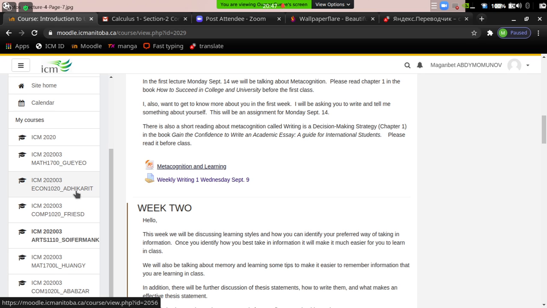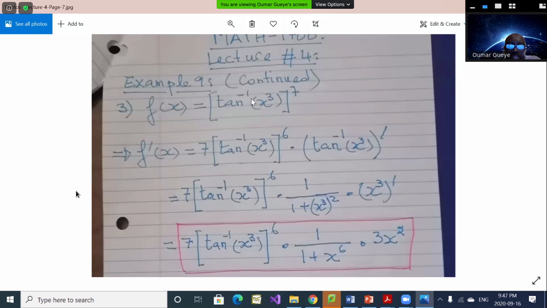As you can see, you have tan inverse of x cubed to the power n, when n equals 7. Based on the formula that we've seen, it is equal to n times g of x to the power n minus 1, which is 7 minus 1, times the derivative of tan inverse at x cubed. So next step, we have to calculate the second bracket here, the derivative.